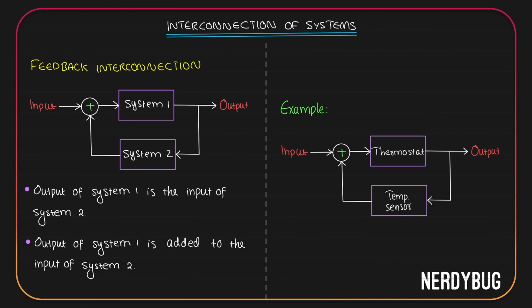Now, the last and the most important way of interconnecting systems is the feedback interconnection. Here, what we do is we give input, it will go into system 1, output is coming. Then we take some part of the output, then it goes through system 2. Output of system 2 is fed back to the input of system 1. That's why we have a plus symbol here. A part of the output is taken and it is fed back into the input.